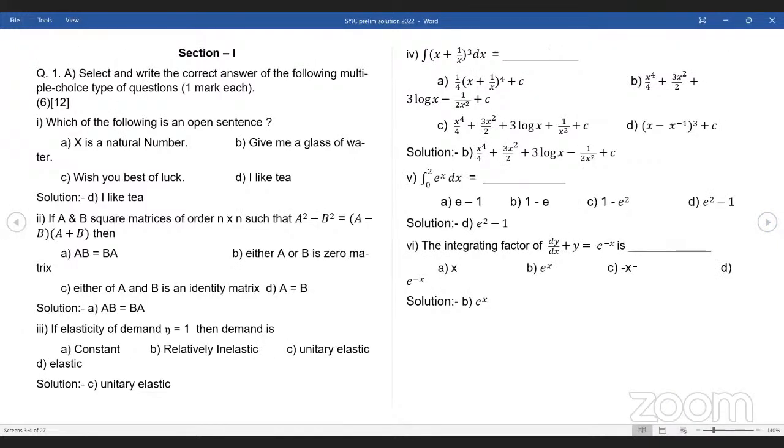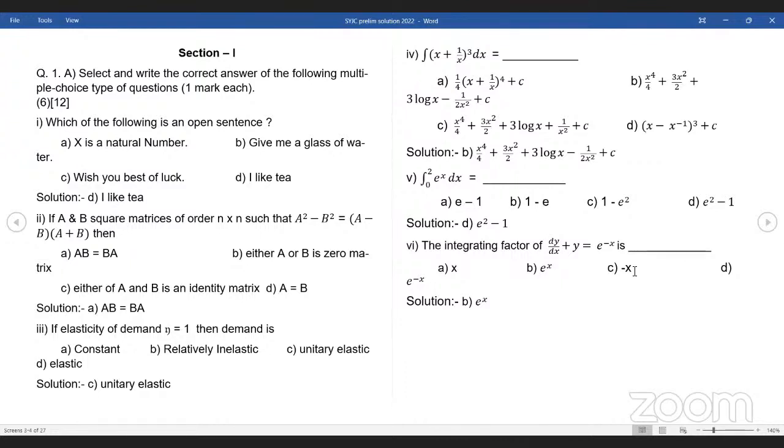First section, question 1: select and write the correct answer of the following multiple choice type questions. 6 questions are given. The first question: which of the following is an open sentence? 4 options are given. A, x is a natural number. B, give me a glass of water. C, wish you best of luck. D, I like tea.